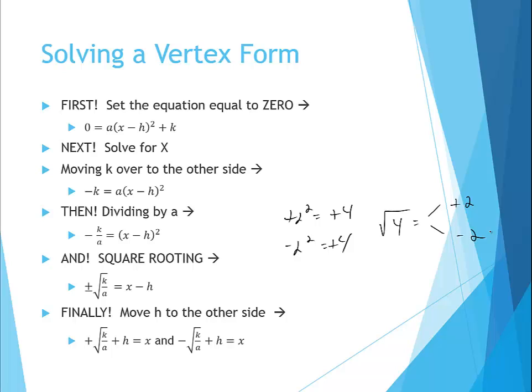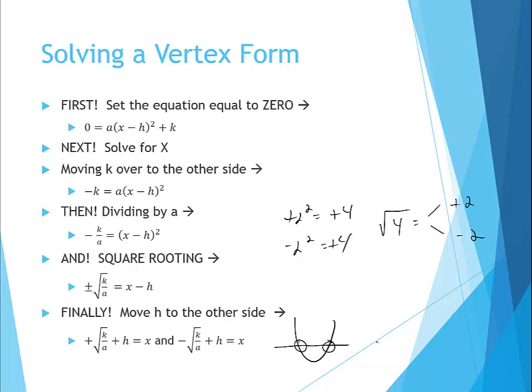Now, why do we have two answers? Because we have a parabola, everybody. A parabola intersects the x-axis, and we'll have two x-intercepts, meaning we'll have two roots, two zeros, and two solutions, which are all the same thing. So that's why we have two solutions.